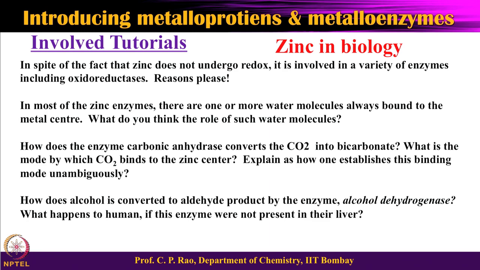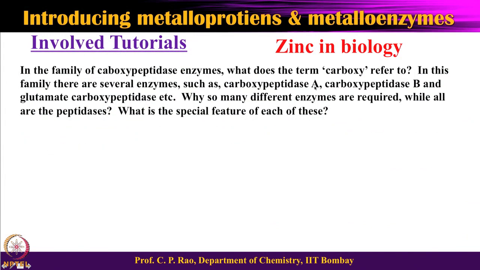So, what happens to a human if this enzyme was not present in their liver? Obviously, we know that when somebody takes alcohol, we say, oh, your liver gets affected. That means we know that it goes into the liver, where the reaction occurs. So, if this enzyme is not there, the alcohol will not be converted to the corresponding aldehyde. So, obviously, alcohol remains as alcohol, which is dangerous. That means one cannot consume alcohol if this enzyme is not present in their liver. So, obviously, it is required for the alcohol to be utilized.